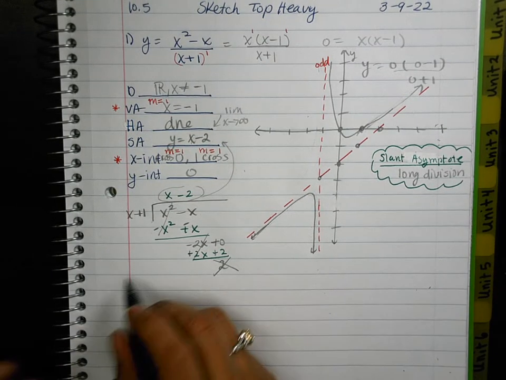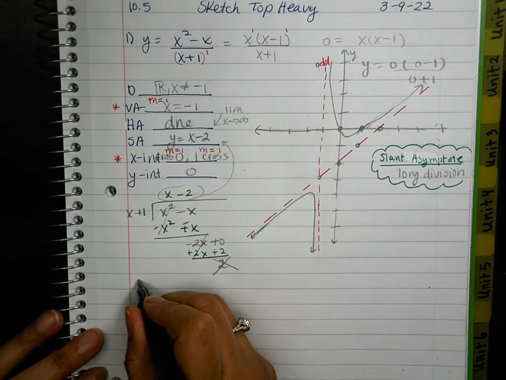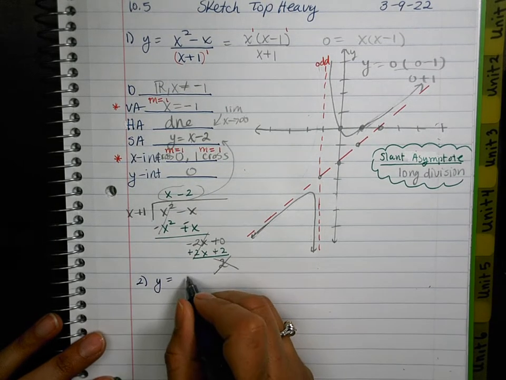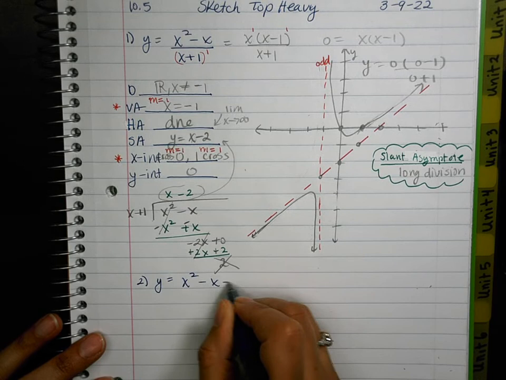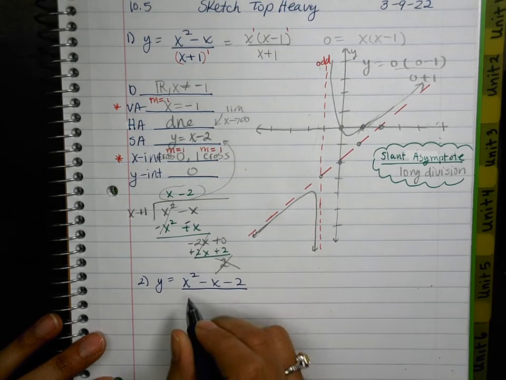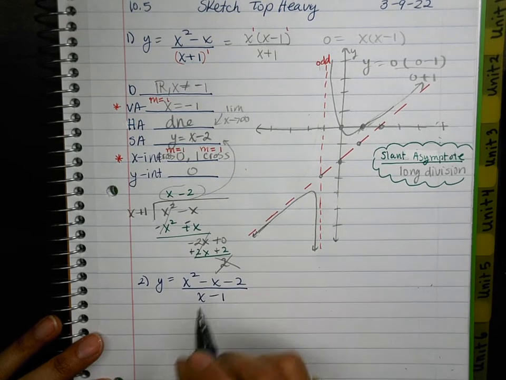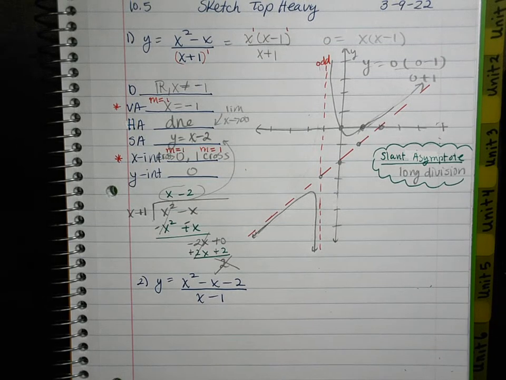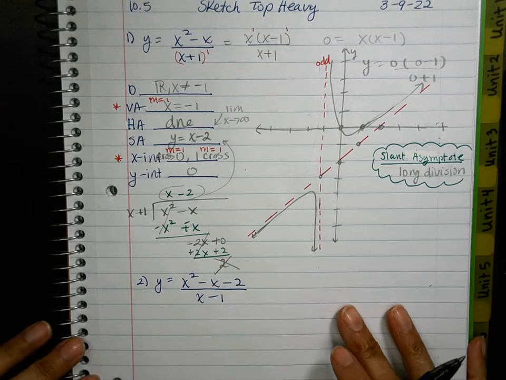Okay. Number 2. Y equals x squared minus x minus 2 over x minus 1. Akash, you'll get it from Google Classroom. And we're crossing out number 54 on the second lesson. That goes for everybody. You guys saw that on lesson 10.5. We're crossing out 54. Okay.